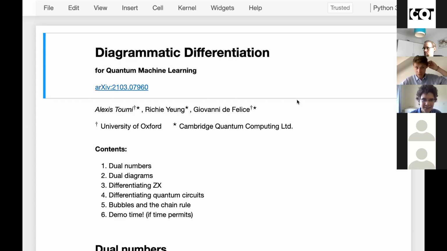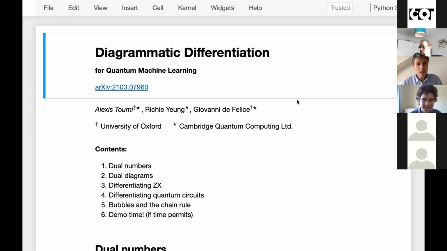Our final talk for this session is by Alexis Toumi on diagrammatic differentiation for quantum machine learning. Please go ahead. Thanks. This is joint work with Richie Young and Giovanni De Felice, and it's on the arXiv if you want to check out the paper.